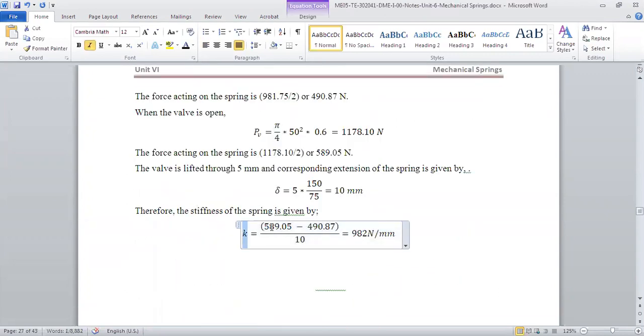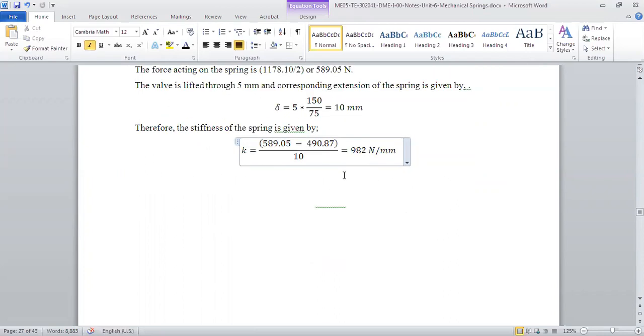That is K is equal to 589 minus 490, where 589 is the maximum load and 490 the minimum or initial load, upon the deflection for this variation of load, which is 10 mm. So we'll get 982 Newton per mm. This is the stiffness of the spring required. Are you getting my point? So load upon deflection: load is 589 minus 490, upon deflection 10. So 982 Newton per mm.